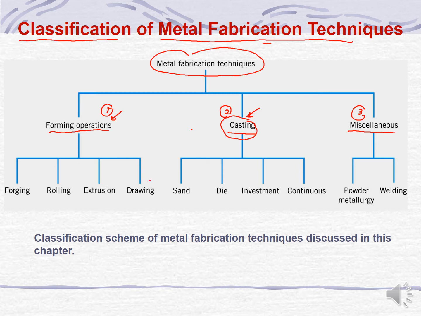Under the forming process, there are 4 types of forming process: forging, rolling, extrusion, and drawing. And for the casting process, there are a few types of casting process: sand casting, die casting, investment casting, and continuous casting. For the miscellaneous, the techniques are powder metallurgy and welding.